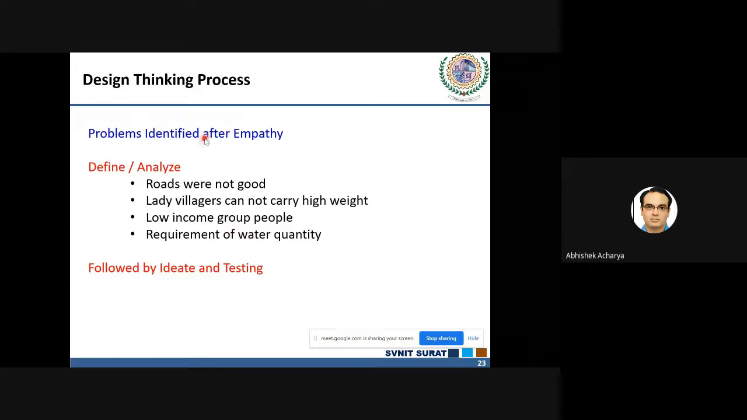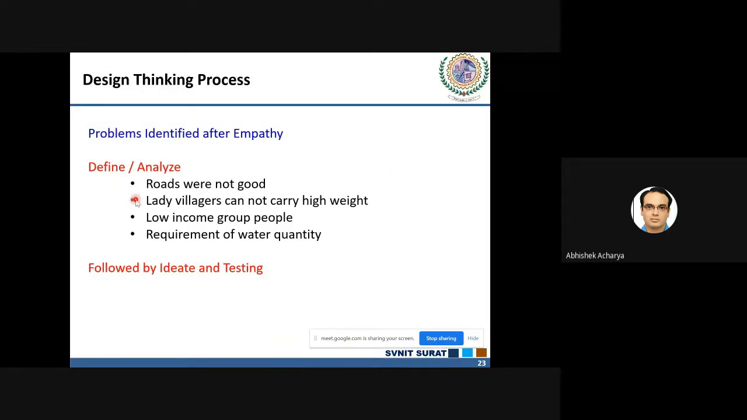So let us now consider the process of define and analyze over here. When they interviewed and contacted the villagers, they got to know that the roads near that particular fresh water tank were not at all good. The roads were very poor, so villagers were not able to take water from the new tank which was established by the government. Okay, so that was the first problem which they identified.